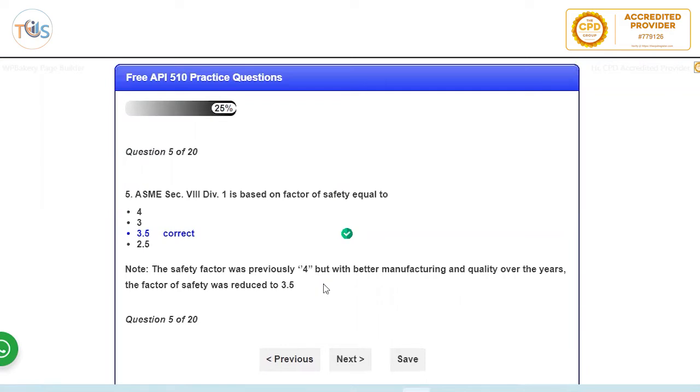ASME Section 8 Division 1 is based on a safety factor. Previously it was 4, but with better production and quality control, it's been 3.5 presently. If you want to do Division 2, then it's 4, but for Division 1, it's 3.5. Most of the vessels are made according to Division 1. Division 2 is more onerous.